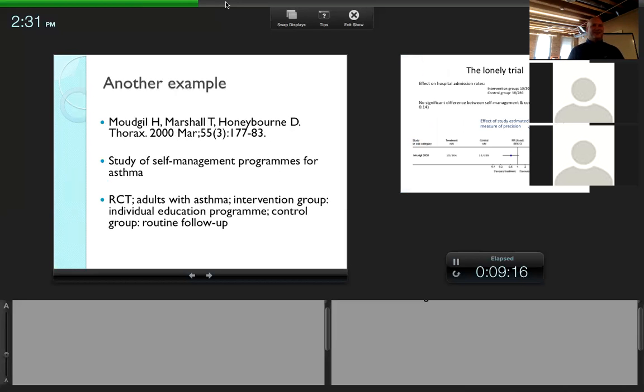Here's another example. Mudgil et al. in Thorax from 2000, which is a study of brief, cheap self-management programs for preventing readmission, emergency admission to hospital with asthma, which is, of course, actually a serious and clinically very important event. Right? So we've got adults with asthma. The intervention group get this individual education program. The control group get routine follow-up, usual care, no specific intervention.